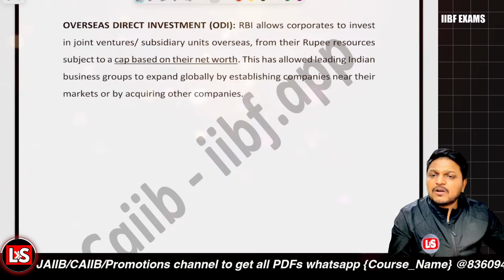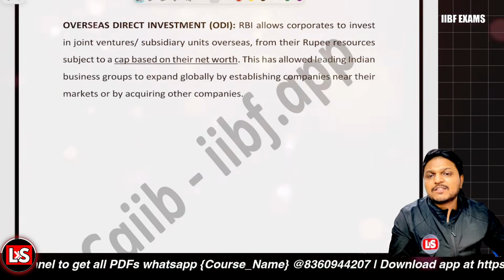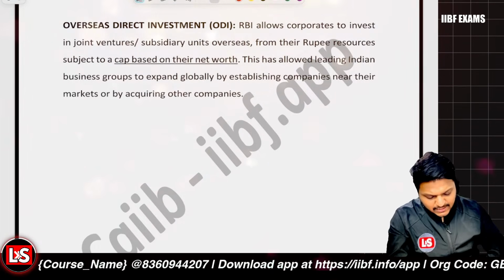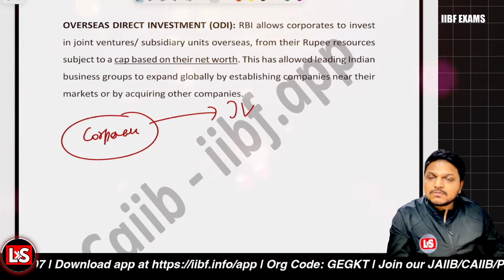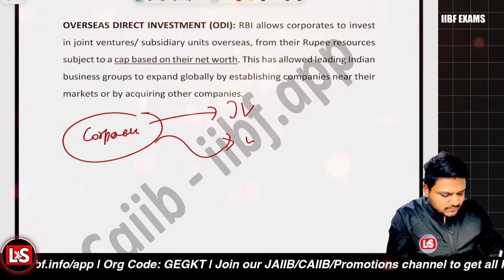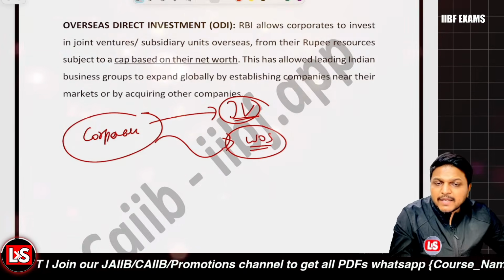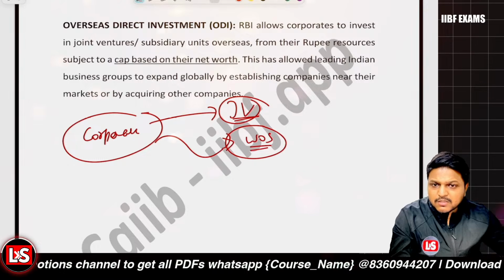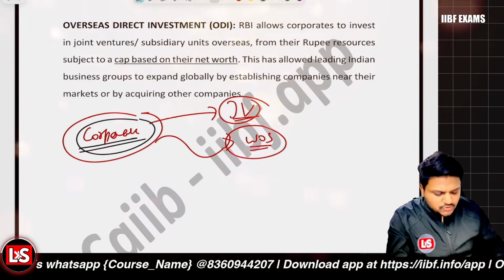The last one, but not the least, is the ODI, overseas direct investment. Indian corporates are allowed to invest into joint ventures outside India, or in a wholly owned subsidiary, WOS as we say. You can invest outside India, and you fund these investments from domestic resources. And there is a limitation related to it. What is the limitation for the corporate to invest outside India?